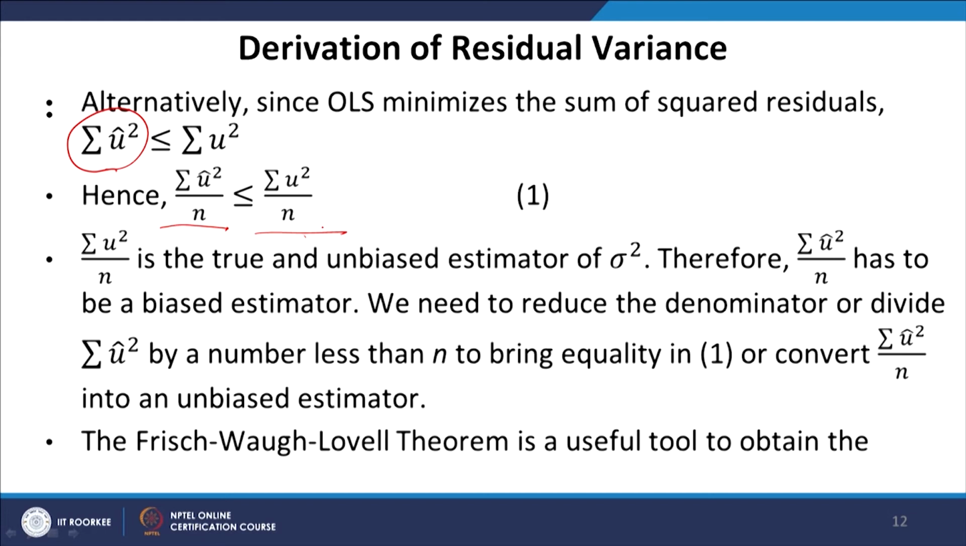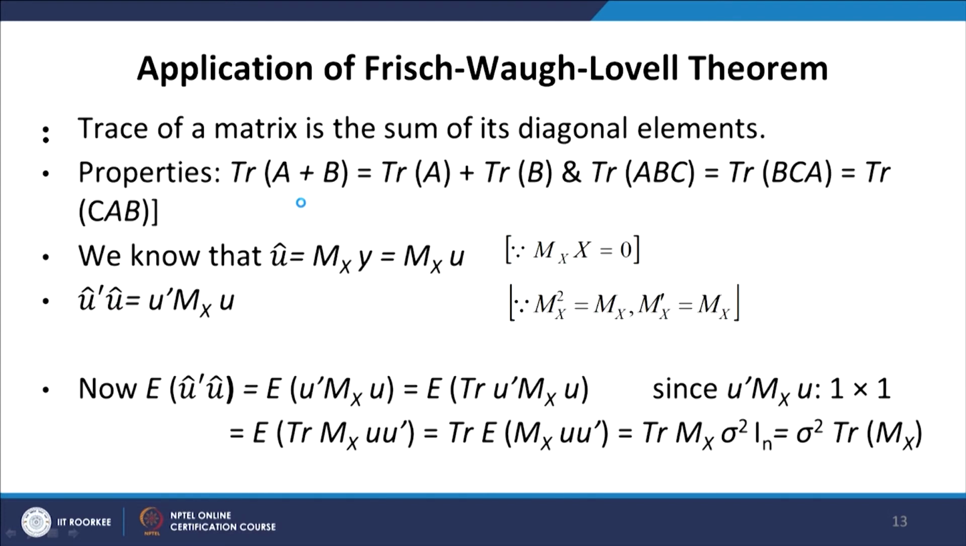The numerator is something which is fixed, so we can actually only change the denominator. We can reduce the denominator in order to make the entire expression go up, so that it becomes equal to summation u square by n. So, you need to divide summation u hat square by a number less than n to bring equality, or convert summation u hat square by n into an unbiased estimator. The Frisch-Waugh-Lovell theorem is a useful tool to obtain this.